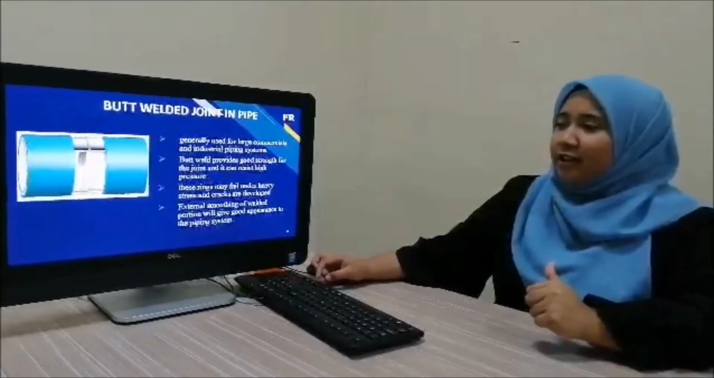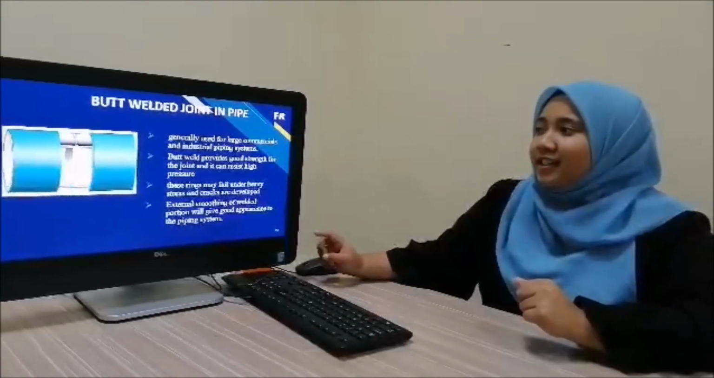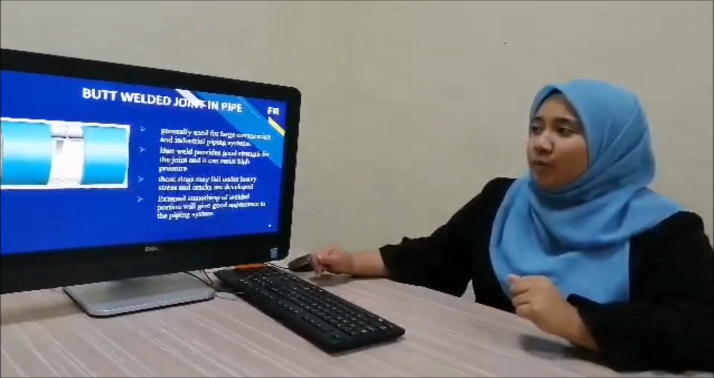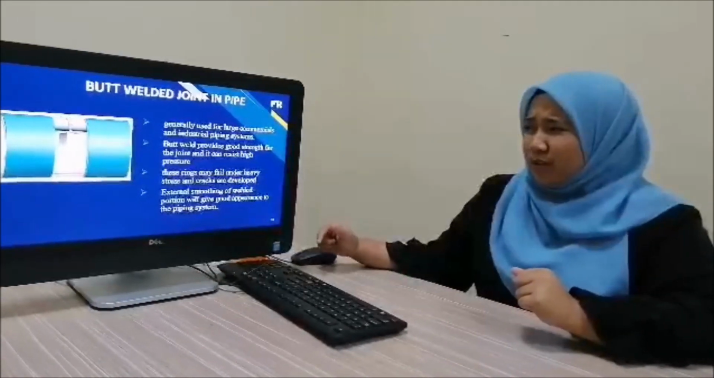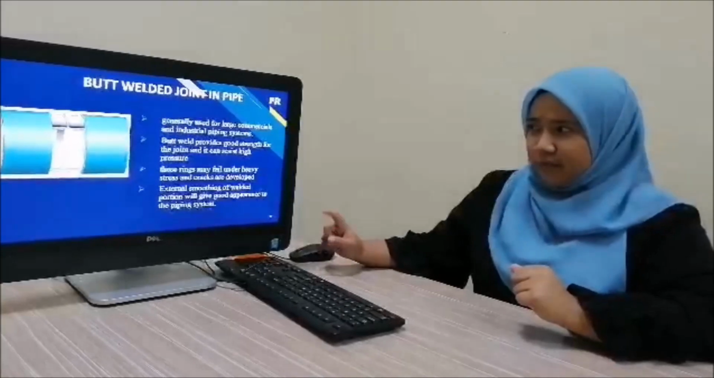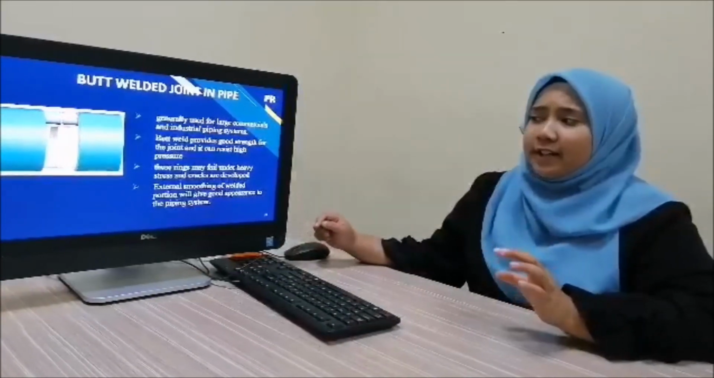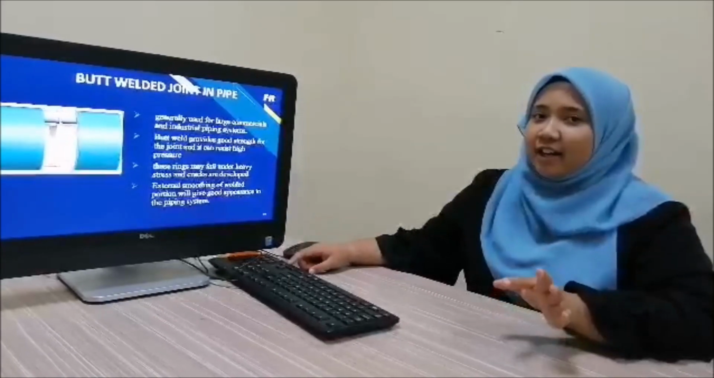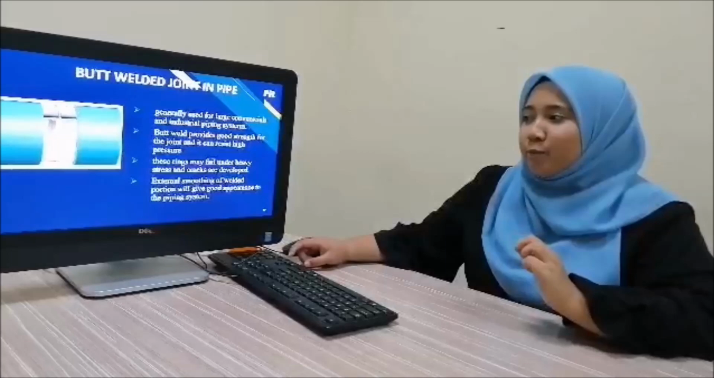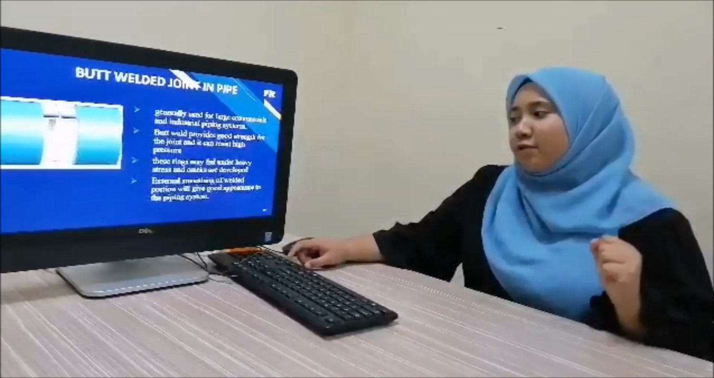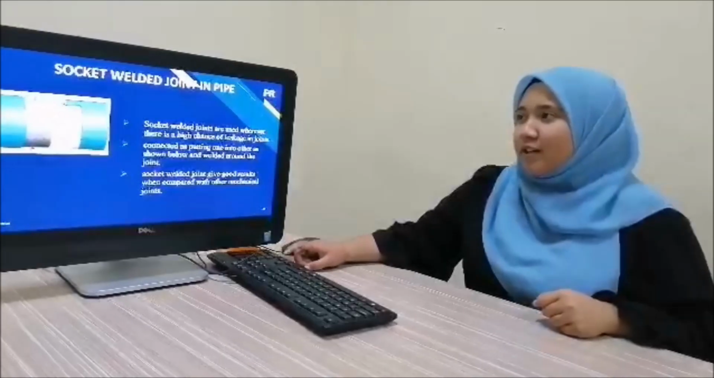The next is butt welded joint in pipe. Generally used for large commercial and industrial piping systems, the weld provides good strength for the joint and it can resist high pressure. This ring may fail under heavy stress and cracks develop. External smoothing of the welded portion will give a good appearance to the piping system.